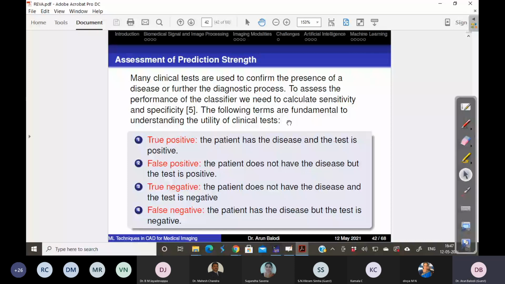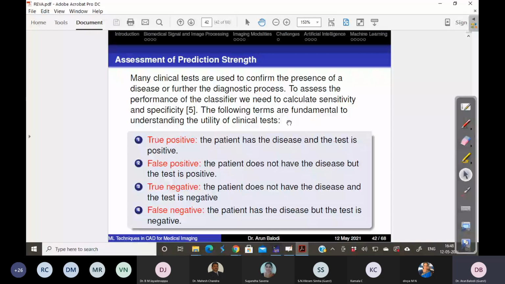The false positive is when the patient doesn't have the disease, but the test is positive. It means I don't have COVID, but when I was tested, it said that I have COVID. Then true negative: the patient doesn't have the disease, and the test is negative. And the false negative is when the patient has the disease, but the test is negative.